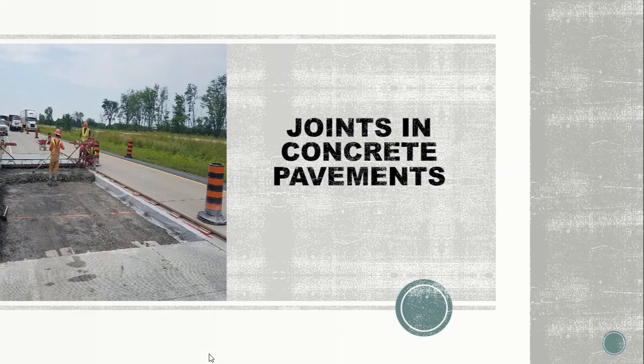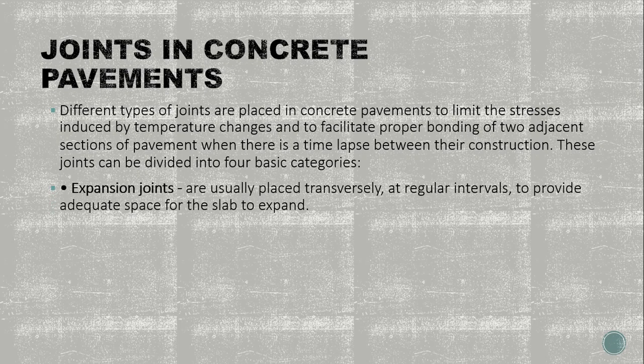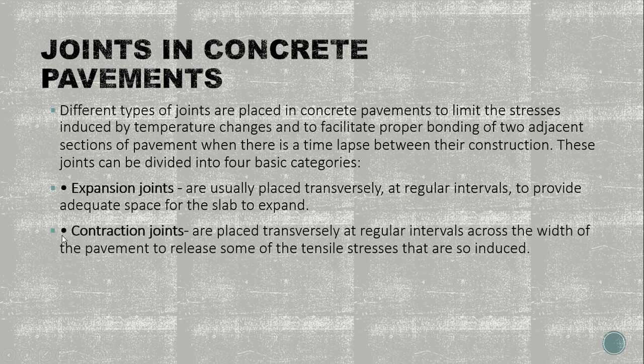Joints in concrete pavements. Different types of joints are placed in concrete pavements to limit the stresses induced by temperature changes and to facilitate proper bonding of two adjacent sections of pavements when there is a time lapse between their construction. These joints can be divided into four basic categories. The first is expansion joints. They are usually placed transversely at regular intervals to provide adequate space for the slab to expand. That's why they are called expansion joints.